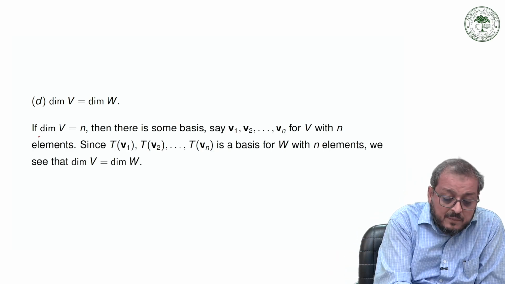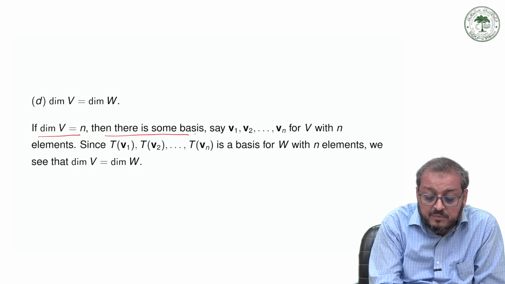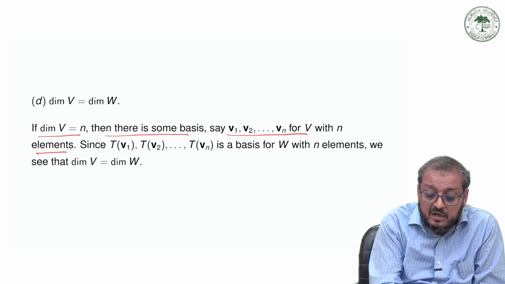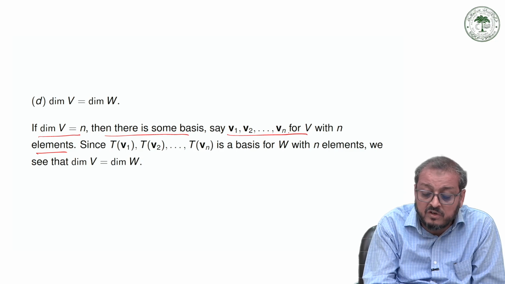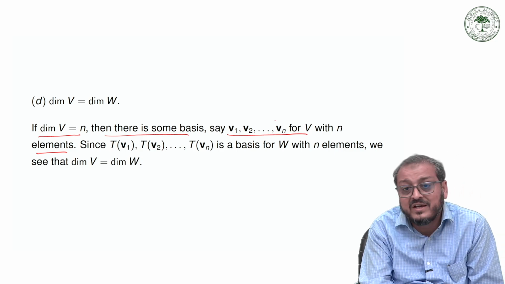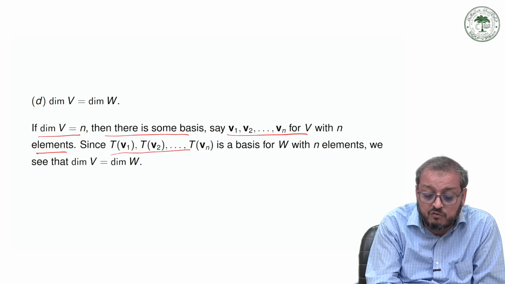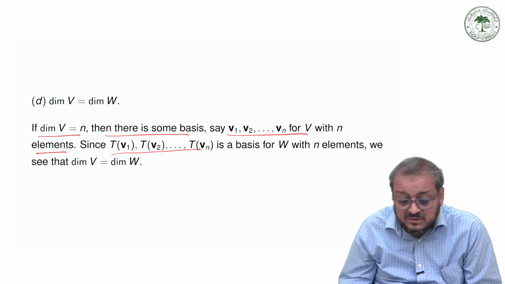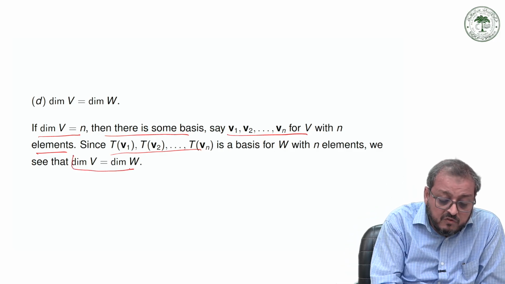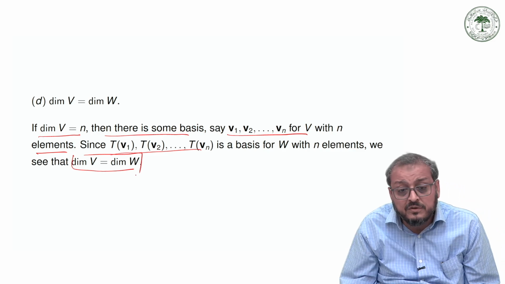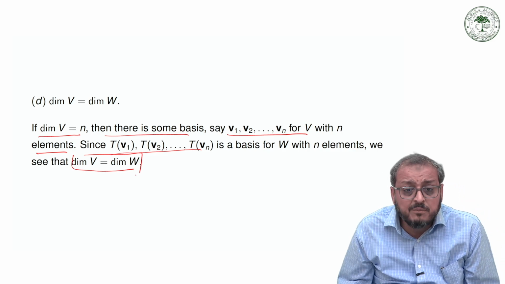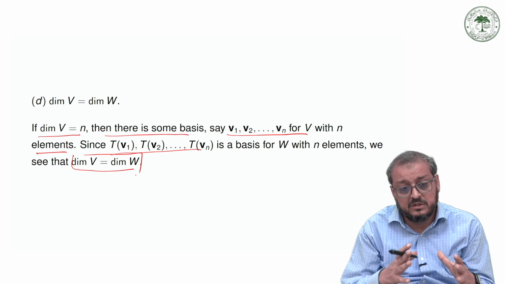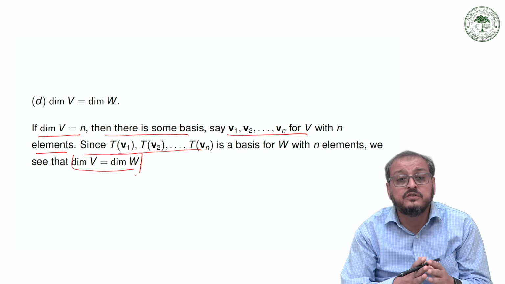So, if the dimension of V is equal to n, there is some basis, say V1, V2, ..., Vn for V with n elements, and then by part C we can say that T(V1), T(V2), ..., T(Vn) is a basis for W with n elements. So, we see that the dimension of V is equal to the dimension of W. This completes the proof of the theorem. So, these are the four parts of this theorem.